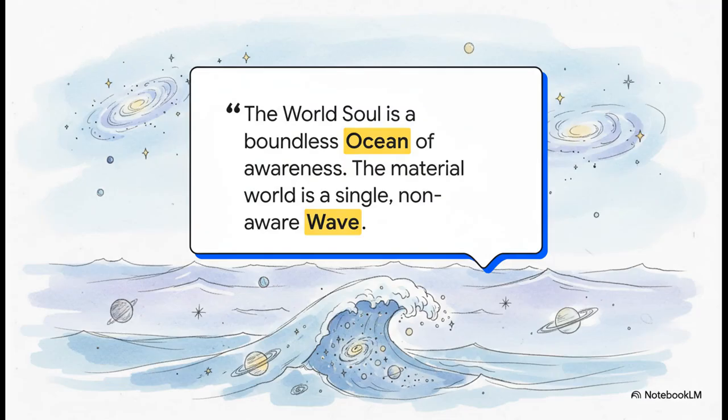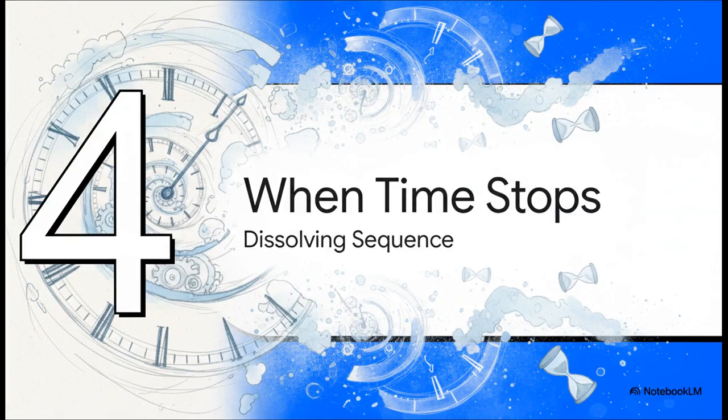The world soul is a boundless ocean of awareness. The material world is merely a single, non-aware wave within it. Just think about that for a second. The entire material universe is just a ripple. The ripple itself isn't aware, but the ocean that it's made of is. So we've dissolved space to find a reality made of pure time.